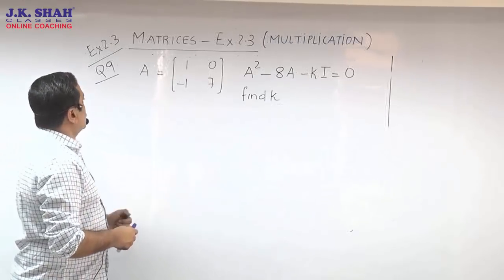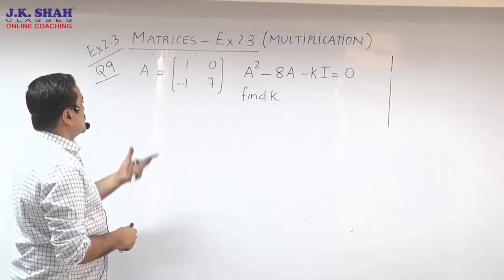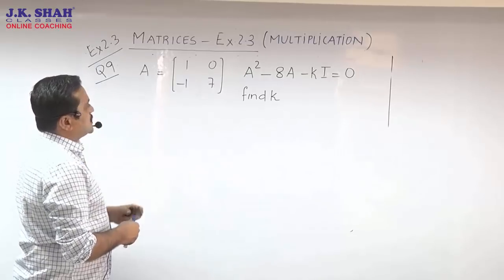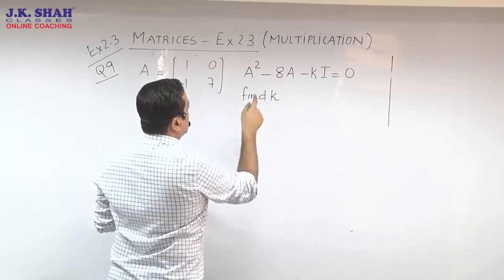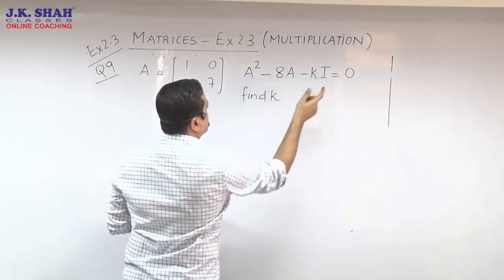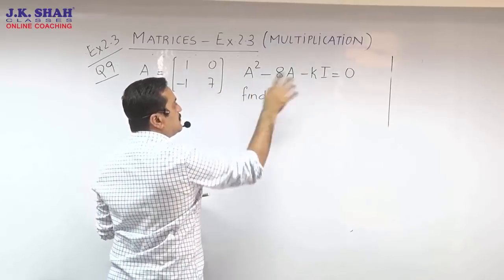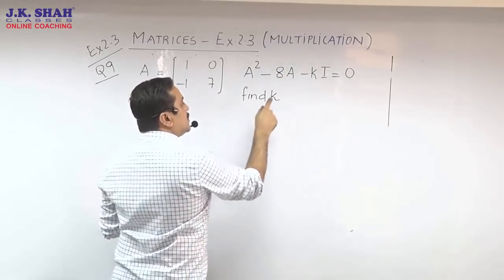Now we have picked up question 9. You must be seeing a similar question was question 10, but in that we were supposed to prove that. If you see over here, they are giving me A square minus 8A minus K I equals 0. We are not supposed to prove it. They have given me that equation, and then they want me to find K in that.